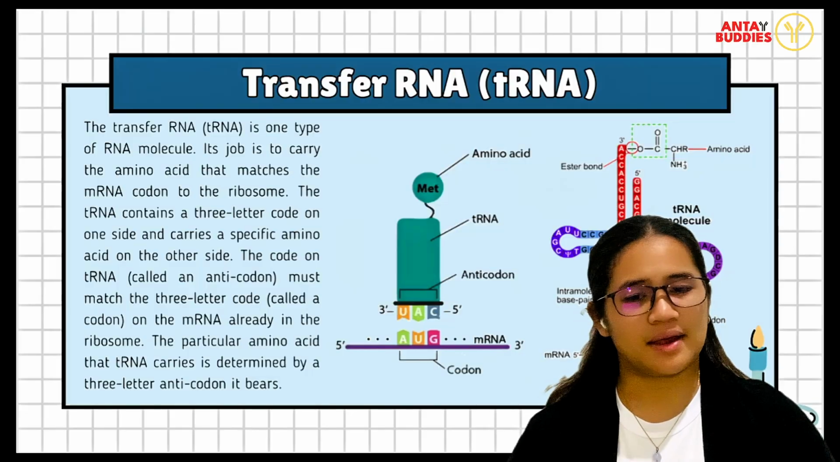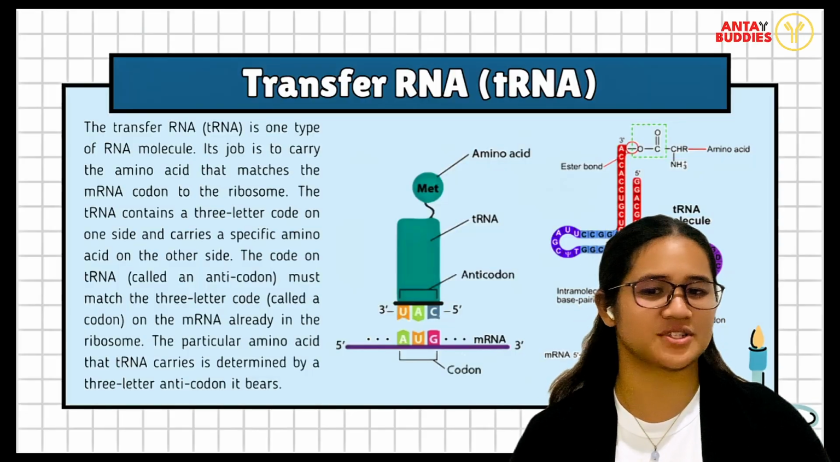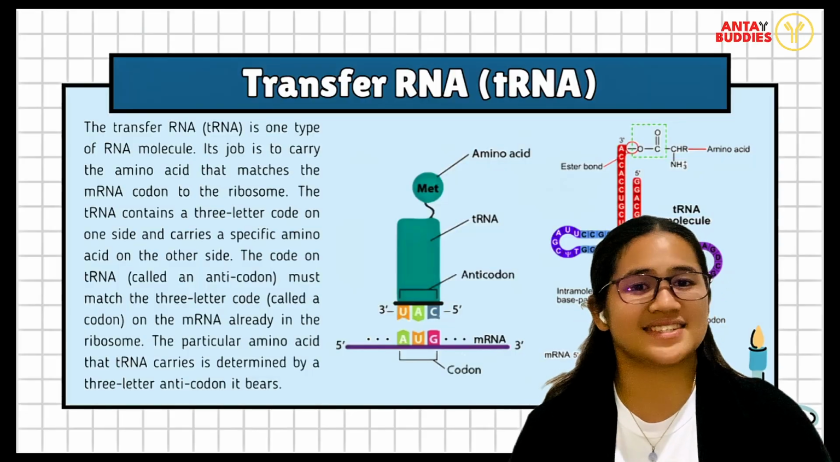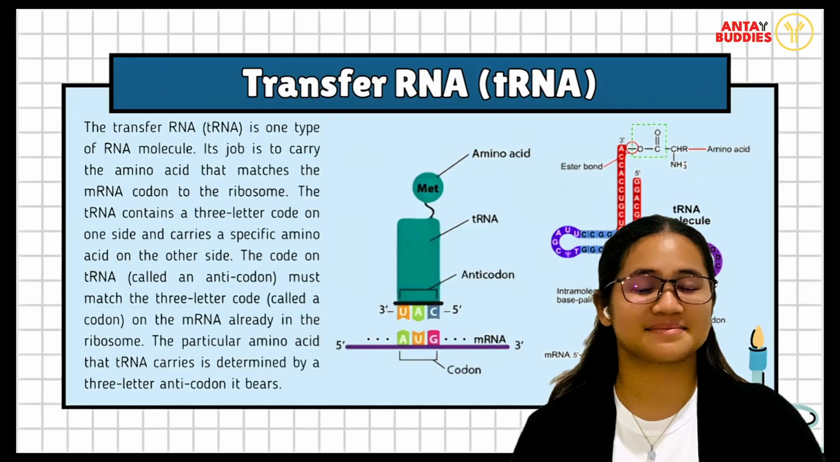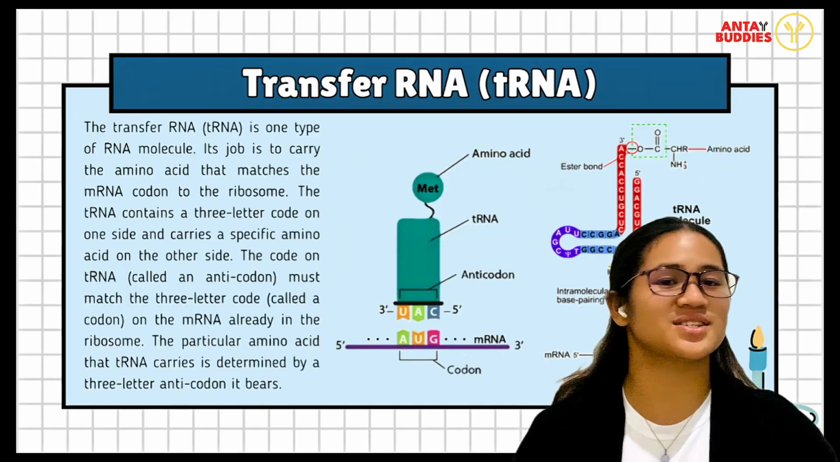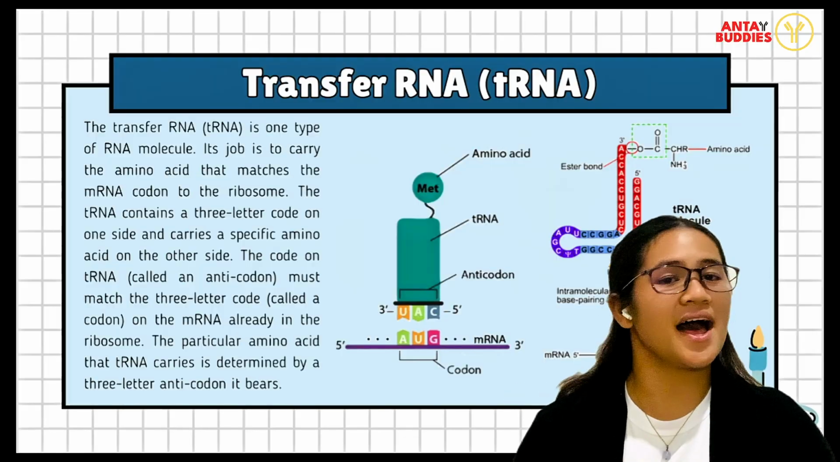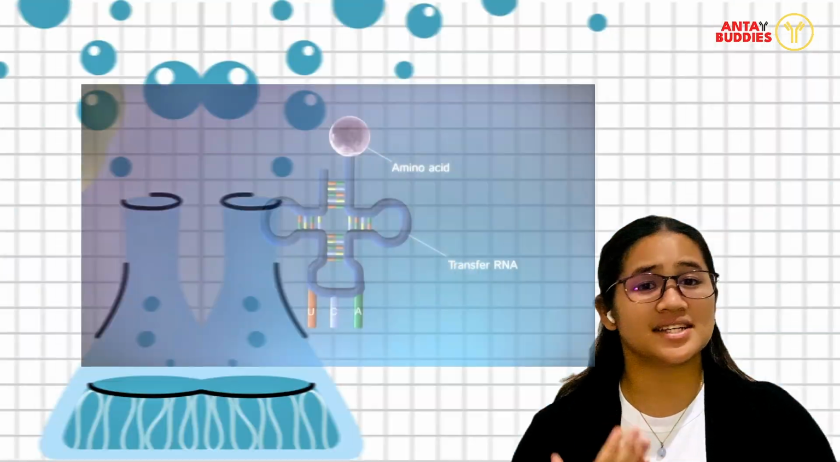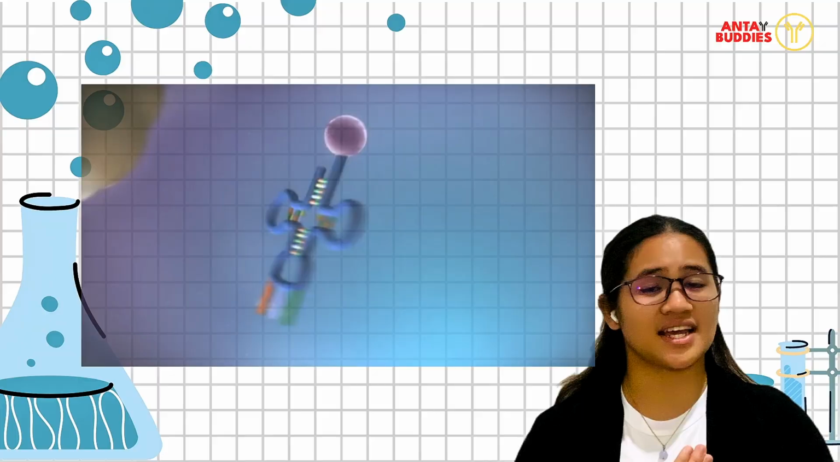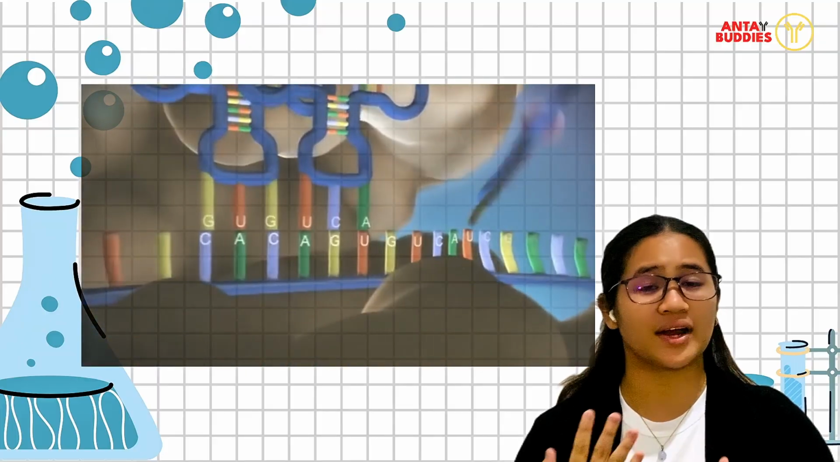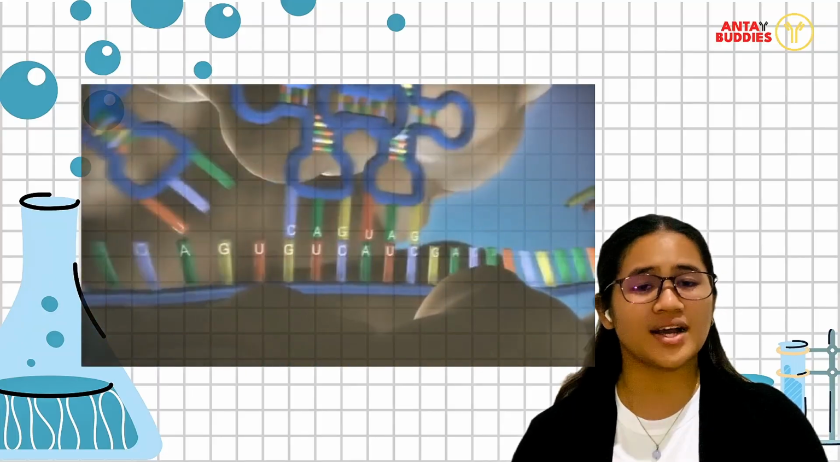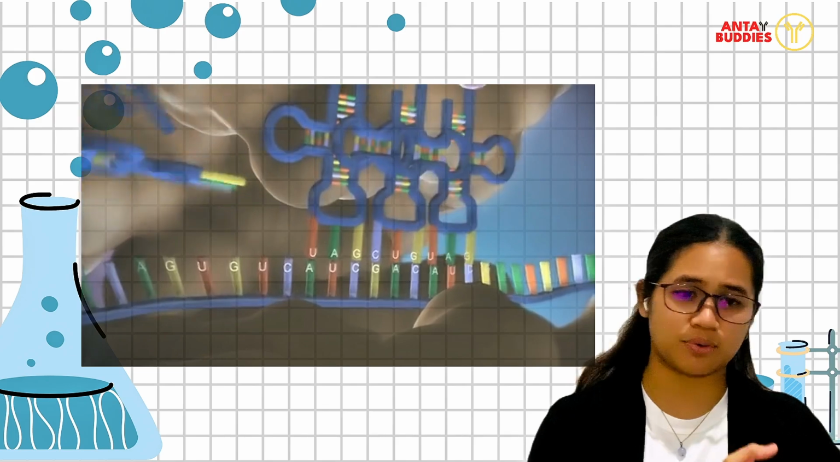Each tRNA brings something special to the ribosome. What do you think that is? Correct, as you see from the slide before, amino acids. Each tRNA has an anticodon that matches the mRNA code, bringing the correct amino acid for the growing protein.